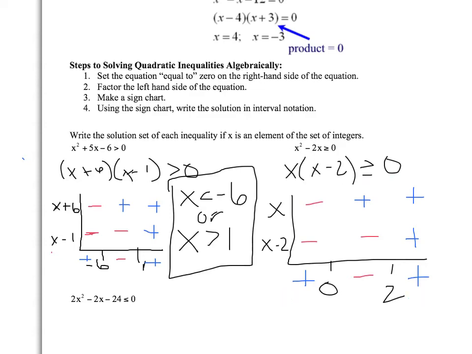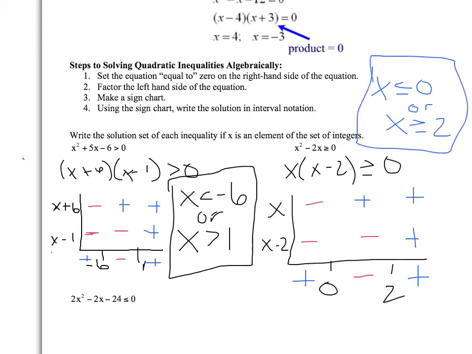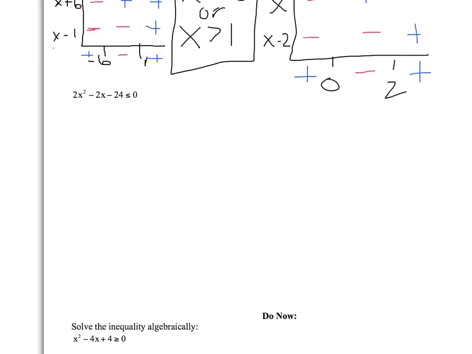So the way I say that is going to be x, I'm going to write it up here, has to be less than or equal to 0, or x has to be greater than or equal to 2. I use the equal to symbols because the original problem had the equal to symbol in it. I do not use the equal to symbols when the original problem does not have the equal to symbol in it. Let's try one more here for practice.